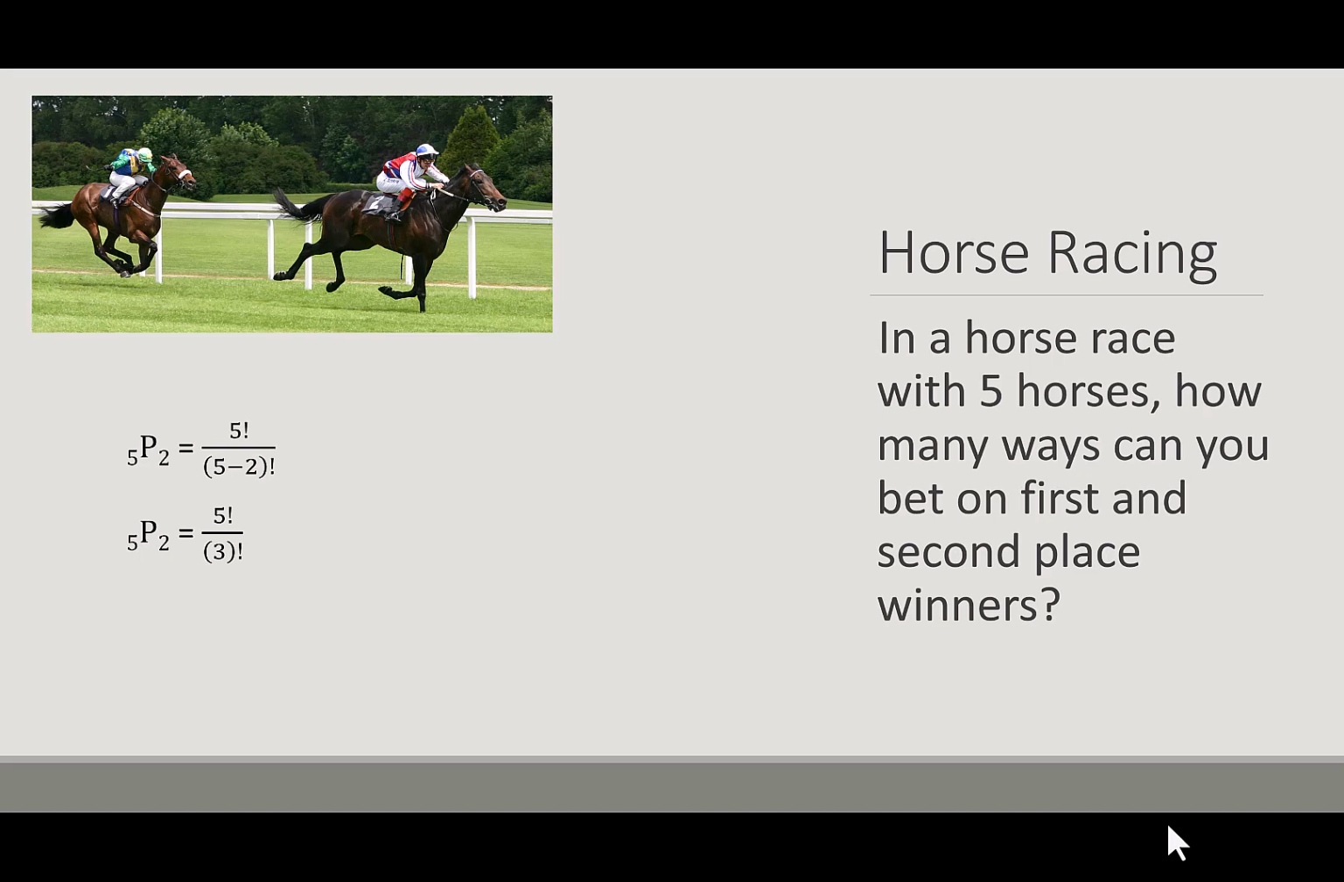We know from our last video that 5 factorial is 5 times 4 times 3 times 2 times 1, and 3 factorial is 3 times 2 times 1. We have common elements in the numerator and denominator that we can cancel out. This leaves us with 5 times 4 in the numerator, which is equal to 20. So this says there's 20 ways we can bet on first and second place.